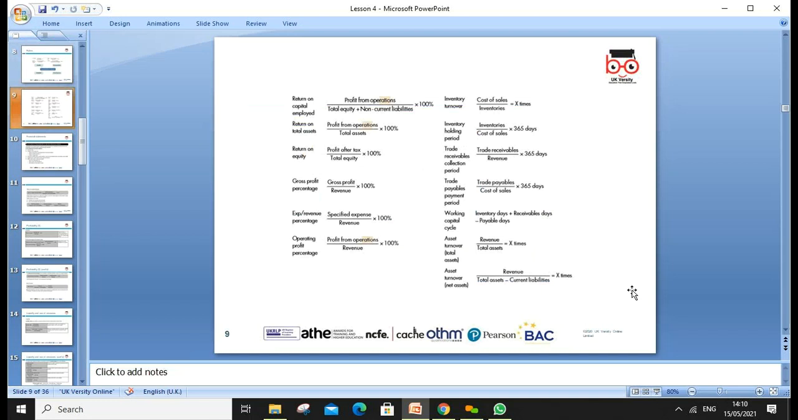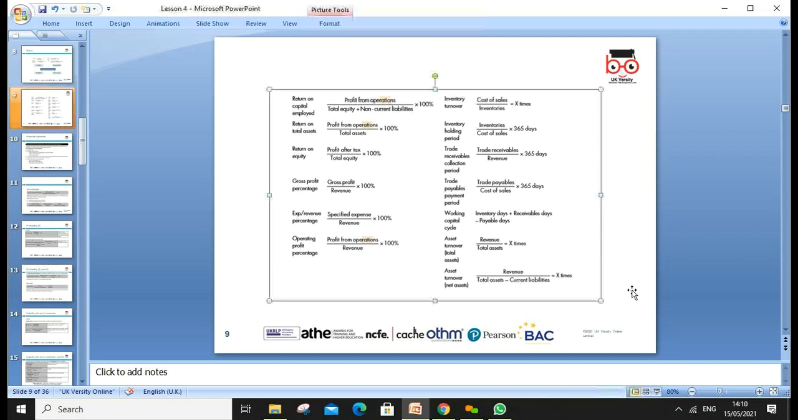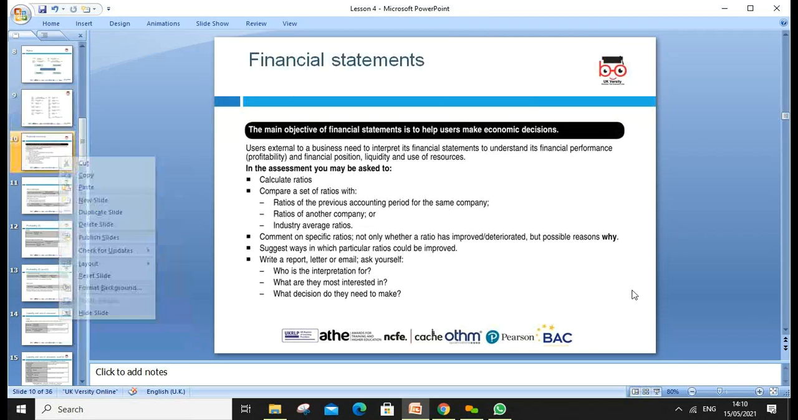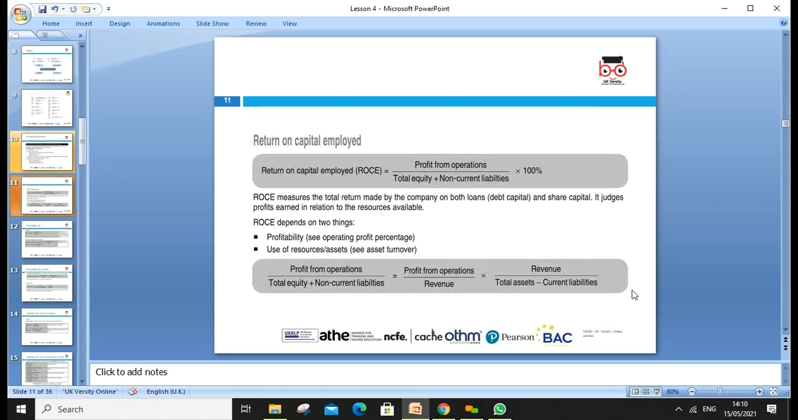And then we have the investor or use of resources ratios. Here we can use inventory turnover, inventory holding period, trade receivable. These are all the formulas, and on the basis of these various users can make decisions. The main objective of financial statements is to help users make economic decisions, and the ratios also help them make economic decisions. And the ratios we prepare are based on the figures given in the financial statements.